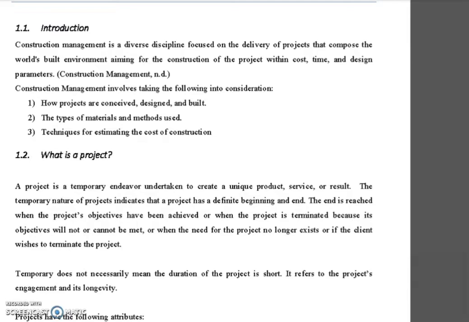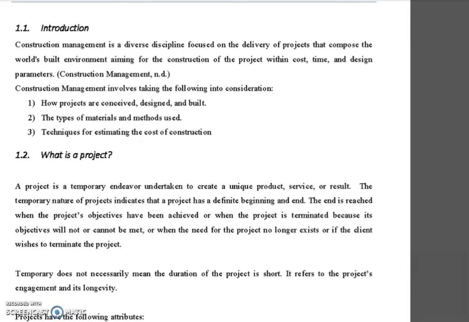So construction management takes into consideration how projects are conceived, designed, and built. This is the concern of construction management, and also the types of materials and methods used, and techniques for estimating the cost of construction. These are the three things that construction management involves or takes into consideration.